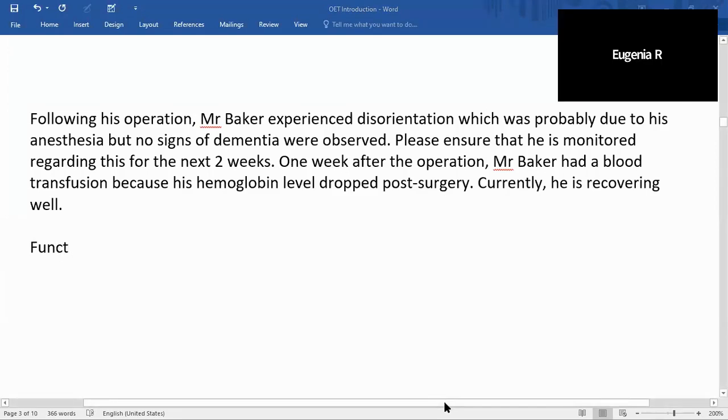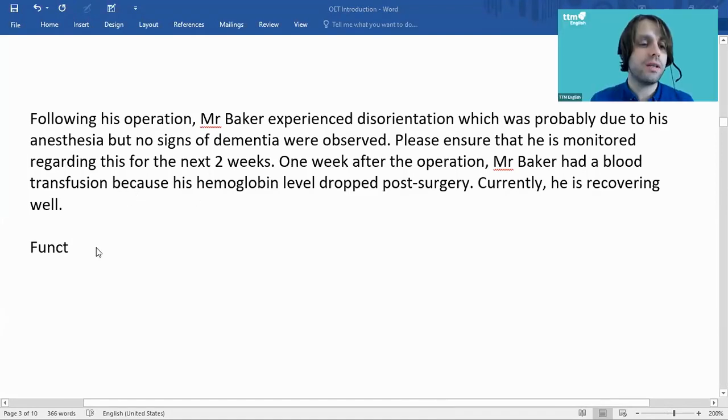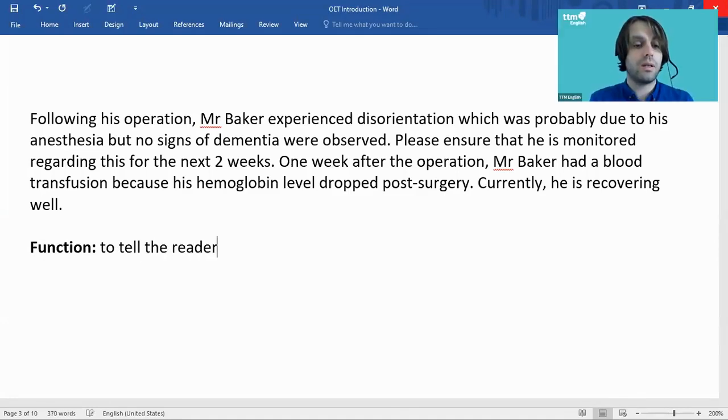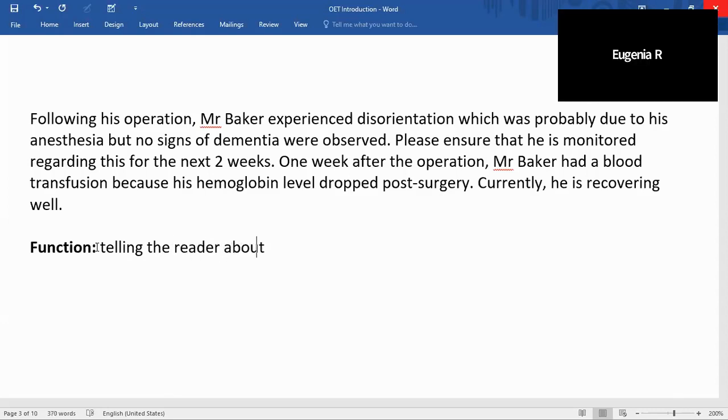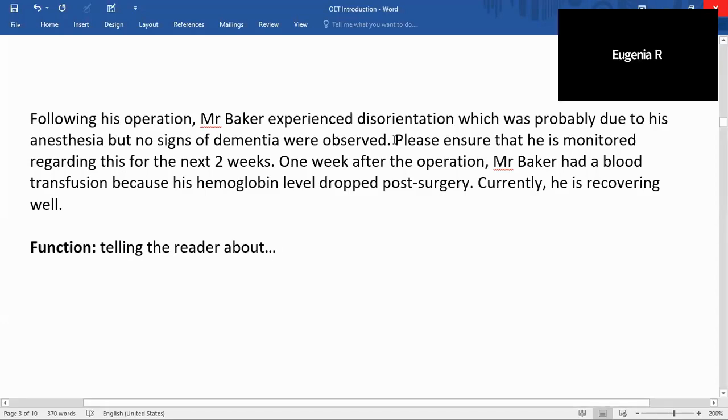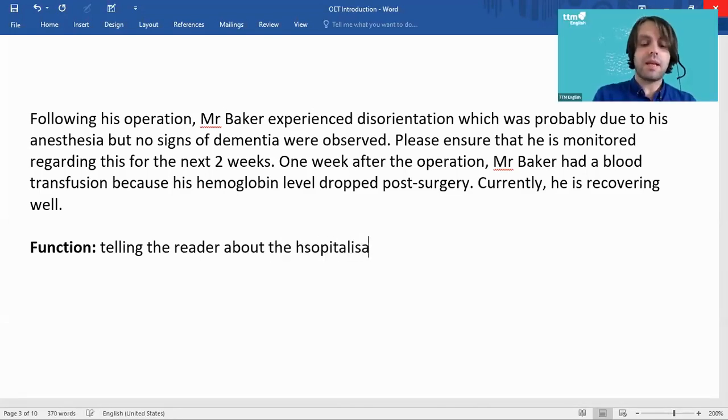Okay, go on. So the function here is what? Is to inform the reader about the current situation, you can say. Tell the reader. Okay, so I'll just put telling the reader about the current situation. Maybe one of the reasons why you're confused. The hospitalization. Okay, so about the hospitalization. But I can understand why you're hesitating, because it's not very clear, is it?